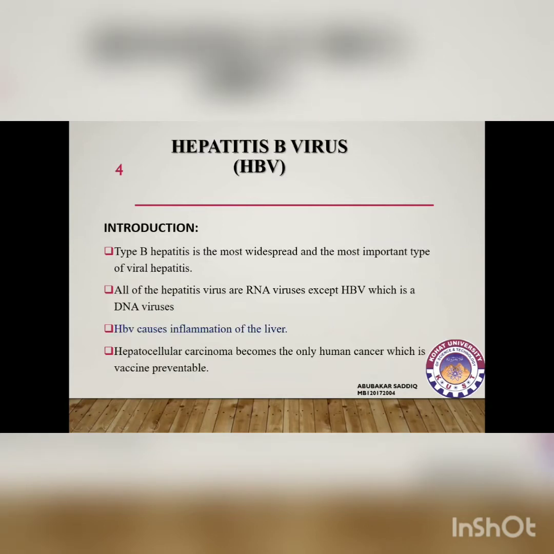So let's start from the beginning, introduction. Type B hepatitis is the most widespread and the most important type of viral hepatitis. All of the hepatitis viruses are RNA viruses except HBV, which is a DNA virus. HBV causes inflammation of the liver. As the name indicates, hepatitis is just inflammation of the hepatic cell, and hepatic cells are the liver cells. Hepatocellular carcinoma is the only human cancer which is vaccine preventable.